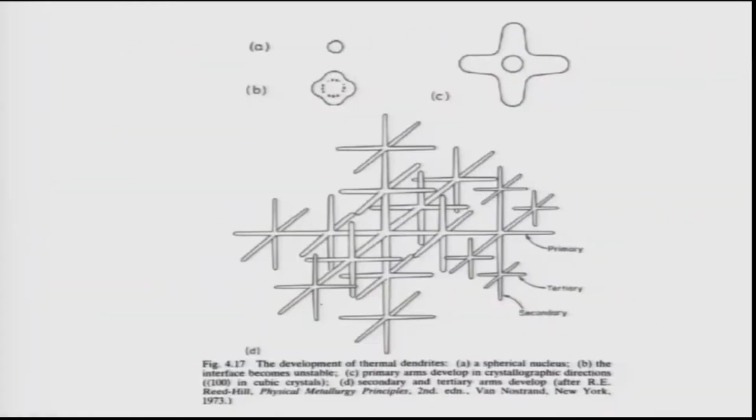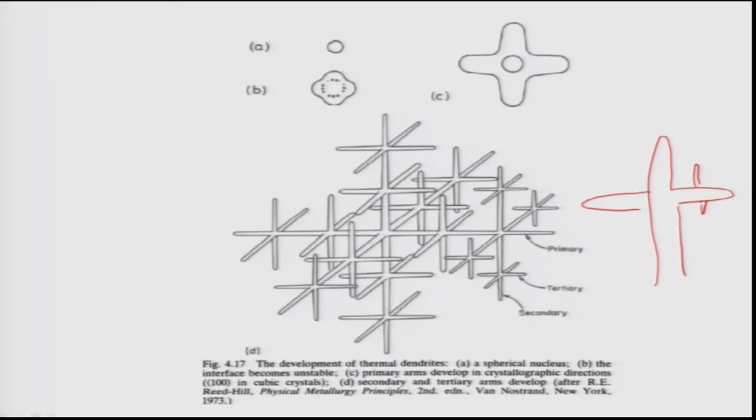Before going into that, let me first show how things happen. This is taken from Reed-Hill, Physical Metallurgy Principles. It's a very interesting book. You can see here a typical tree-like dendritic structure in a solid, and these are known as the primary arms. This is known as secondary. I am drawing only one part, and you can also have tertiary, primary, secondary, tertiary. You can see it shown there.